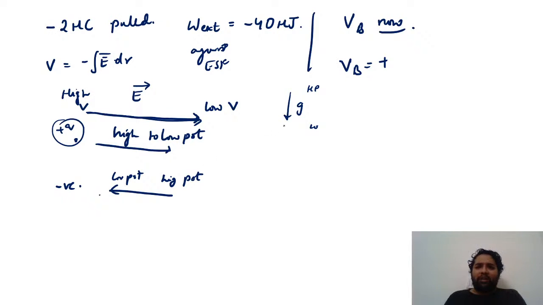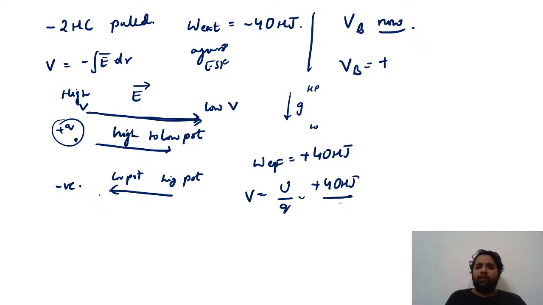Got it? So the potential difference in this case: work done by the external agent is negative, which means work done by the electric field will be positive. And the negative charge is being attracted along the direction opposite to the field. Getting it? And the work done by the electric field will be plus 40 microjoules. So what is the potential difference now? It is delta U by Q, right? So directly we'll say 40 microjoules by minus 2 microjoules, which is minus 20 volts. Oh, minus 40 by minus 2, which is plus 20 volts.